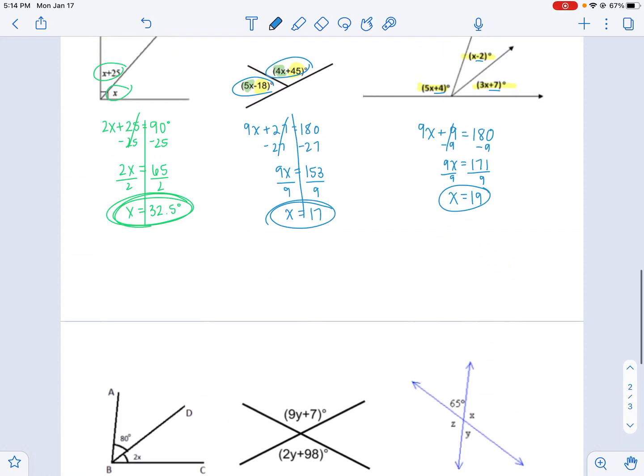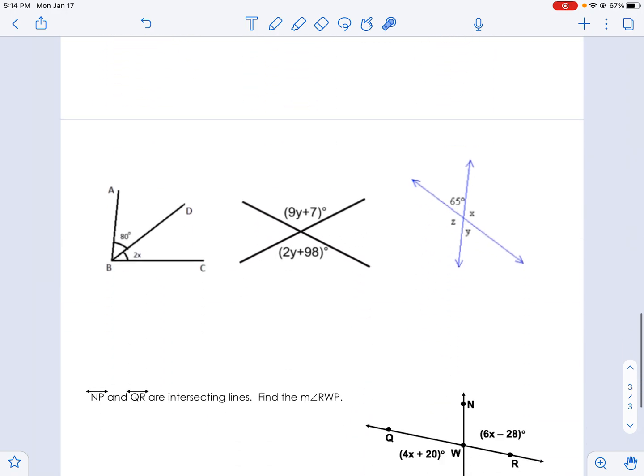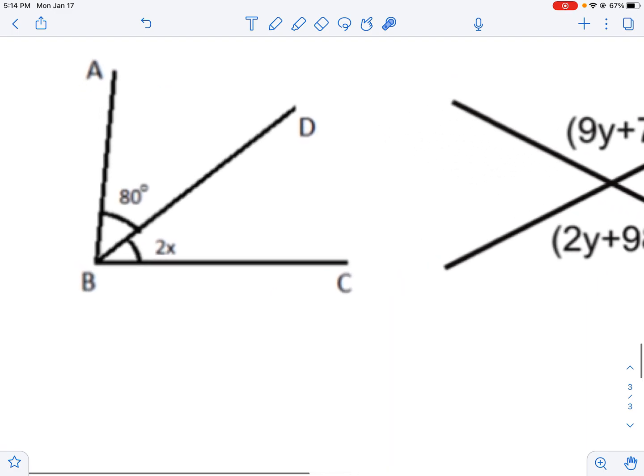Now, those last set of problems were all part plus part. They added up to 90 or 180, which are big numbers in geometry. These ones right here are going to be a little bit different.